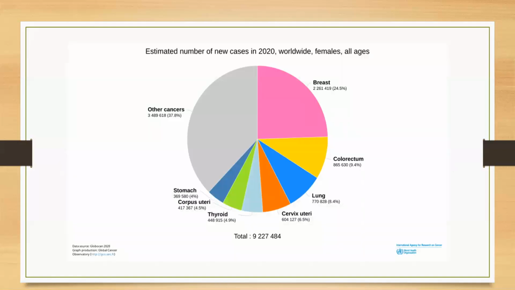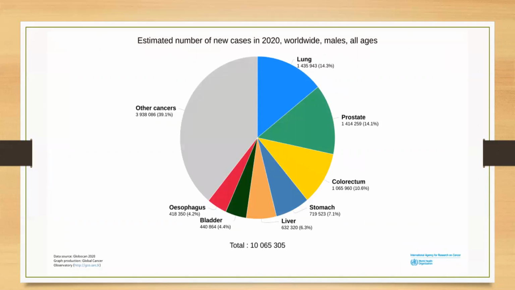This pie chart shows the statistics of how many cases are seen. 24% accounts for breast cancer, 9.4% for colorectal, 8.4% for lung cancer, and 6.5% for the cervix. These major groups are found in middle-aged to old-aged females. Next is for males. In males, the most common are lung and prostate cancer. Lung constitutes 14.3% of total cancers, prostate 14.1%, and colorectal 10.6%. So these three are the most commonly found cancers.